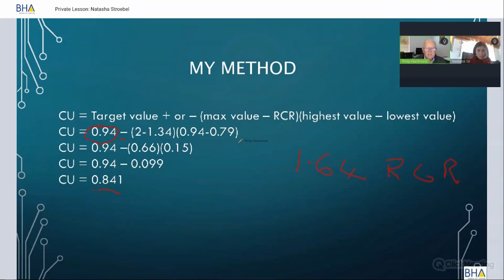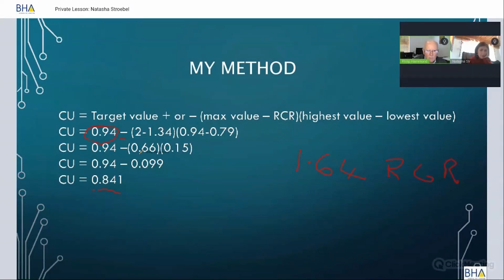So we would start off here. This would be 0.79, plus, because the RCR is not equal to 0.79. It's 0.79, but you've got to go up towards 1. You can't take it away from there because then it'd be going towards 3. So it becomes plus. And then the rest of the calculation stays the same, except this figure changes to 1.64.